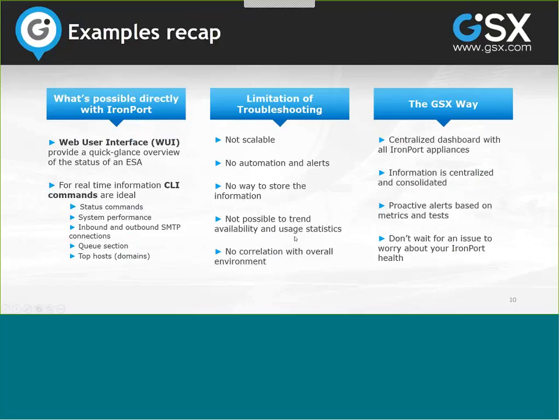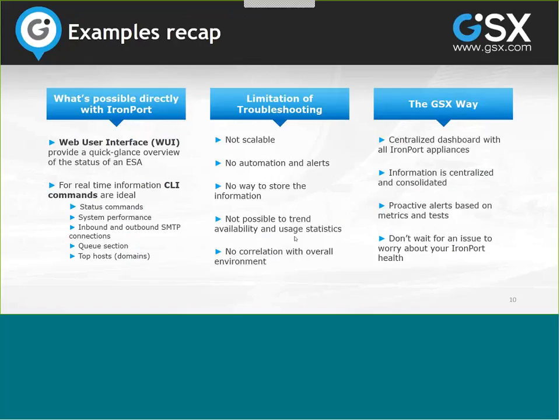Basically, what we have seen in these two examples is that, yes, you always have some tools that are available. If we focus on IronPort, you do have that web user interface that you can use that will provide a quick glance overview of the status of the ESA. Not necessarily really real time, but it will give you some information. For real-time information, you can use the CLI commands. You've seen we've used the status detail, the top host, host status.